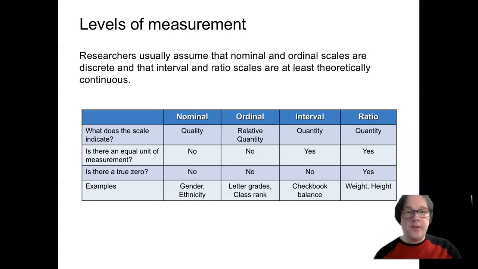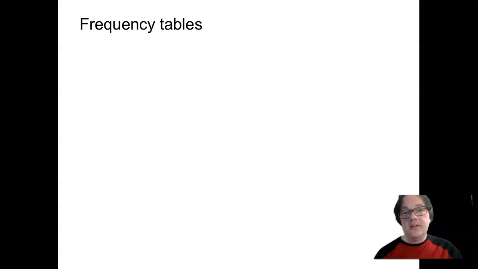Okay, so let's take a look at frequency tables. Frequency tables are a way for us to organize our raw data in a way that helps us better visualize or better summarize those values to get a better understanding of what's going on.